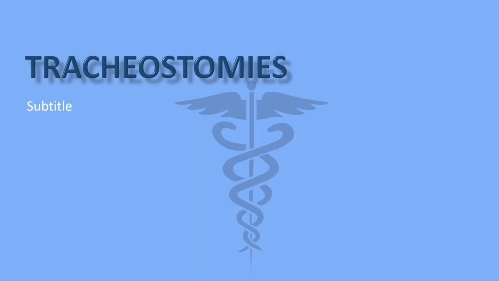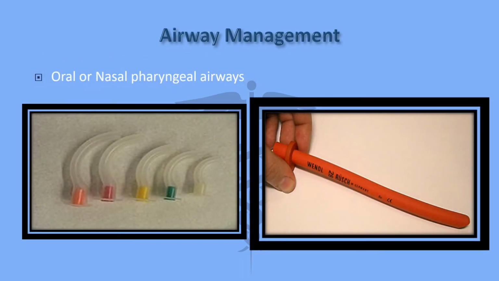This is just a quick PowerPoint to talk to you about tracheostomies and airway management. If somebody is having trouble breathing, we need to do something to manage their airways. That may be an oral airway, or a nasopharyngeal airway, or a tracheostomy tube or an endotracheal tube. Now, this video isn't going to talk about endotracheal tubes. That's in the fourth semester.